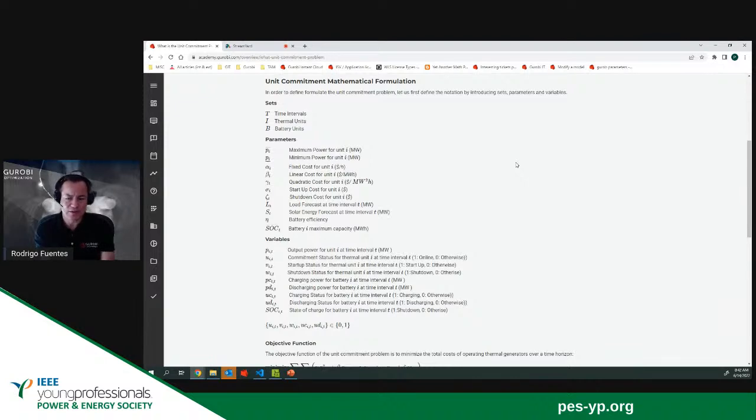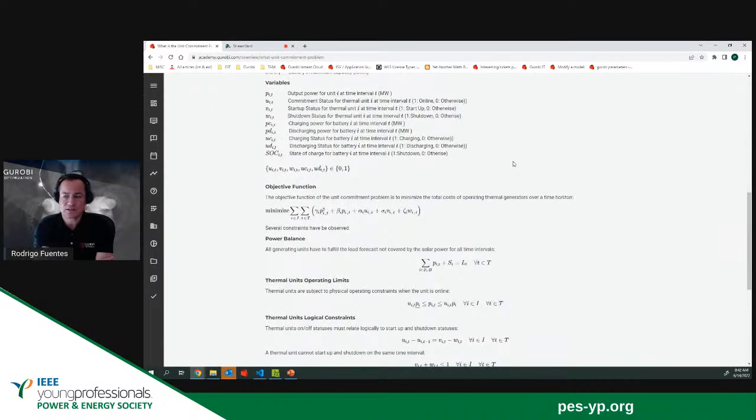We have also some battery parameters. We have an efficiency for the battery. We have a state of charge that we cannot exceed. We have a charge and discharge rate for the battery. It's a simple battery model, you will see. And we also have a load forecast that we want to fulfill over 24 hours. And for each of the 24 hours, we also have a solar schedule that we have predicted, okay?